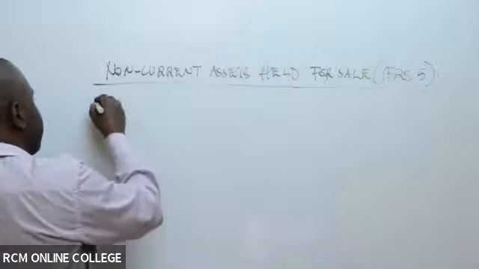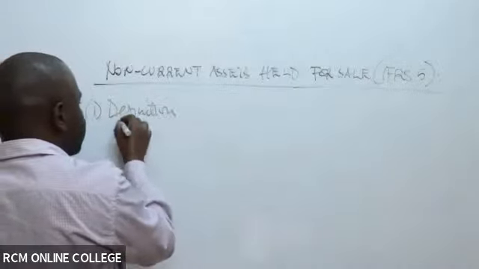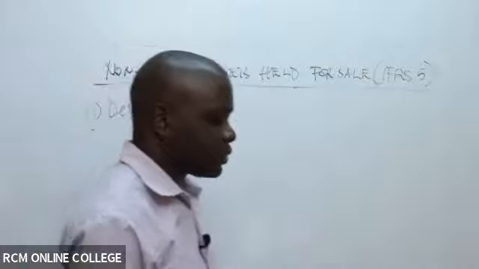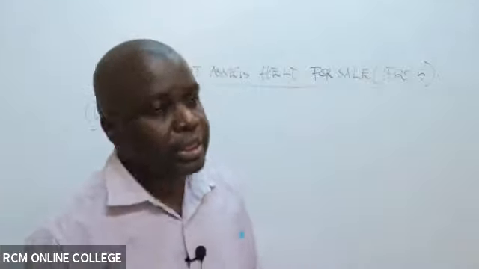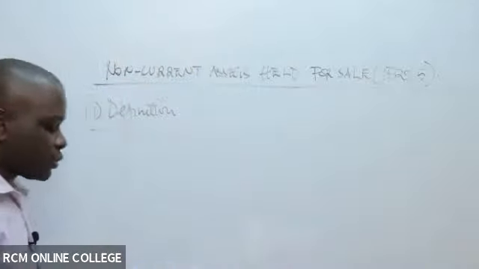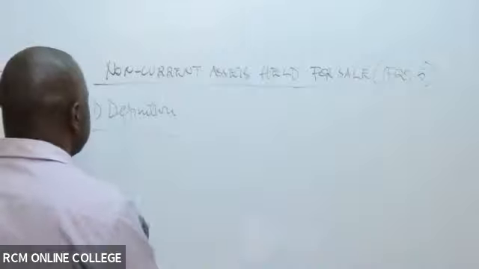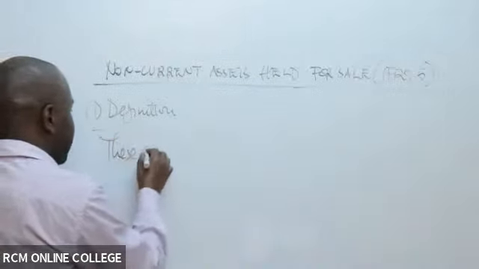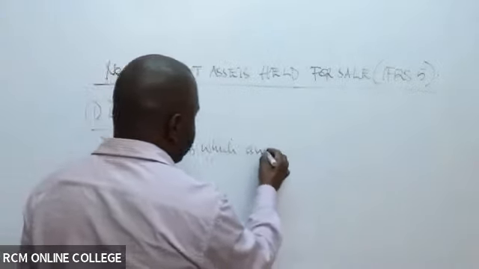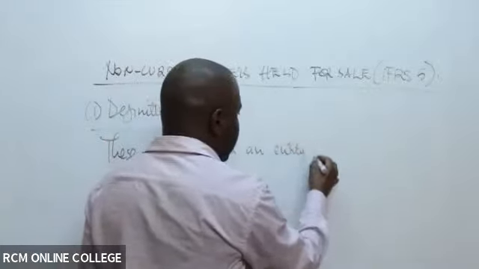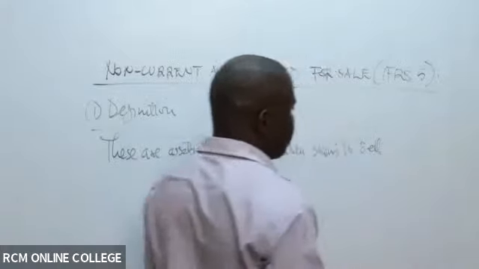So of course we can start by looking at number 1, the definition. What are these non-current assets held for sale? You can say these are assets which an entity plans to sell. They are simply assets which an entity plans to sell. They are planning to sell them.